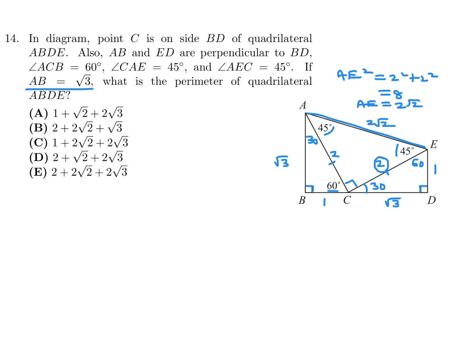So now the perimeter of that whole thing would be root 3 plus 1 plus root 3 plus 1 plus 2 root 2, and therefore it would be 2 plus 2 root 3 plus 2 root 2. And that looks to me like choice E.